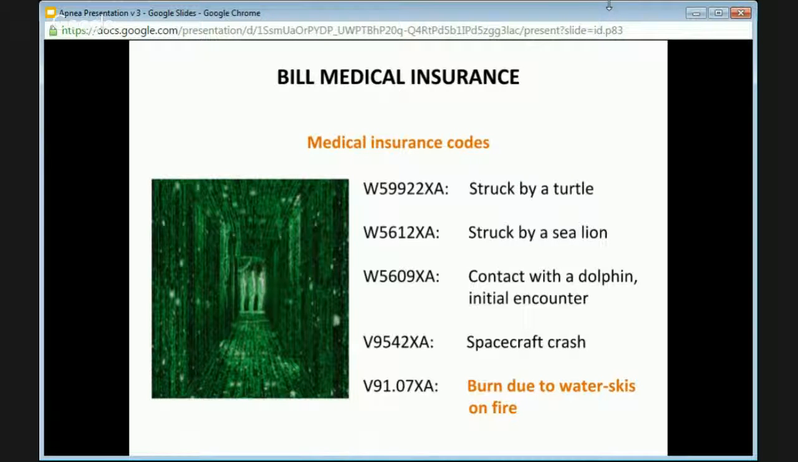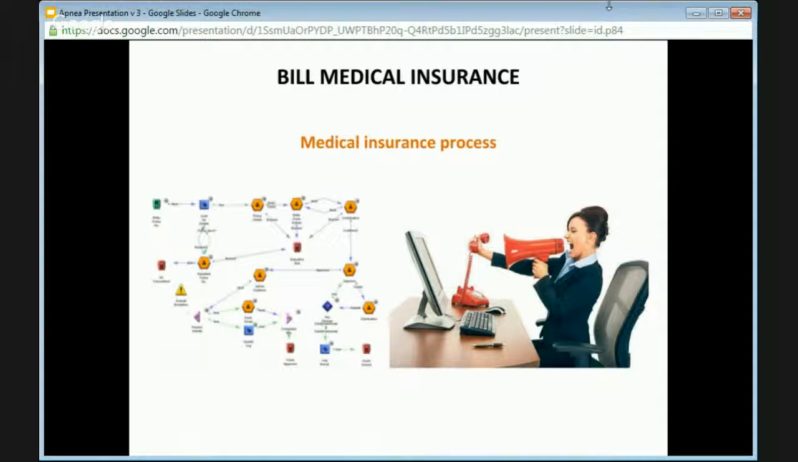I've included a couple here because I figured you probably wanted to know that time you got struck by a turtle and your medical insurance wouldn't cover it. Now they do have a code that will cover it. And for all the times that we have contact with a dolphin, we know for sure there is a code for the initial encounter. And it's my personal favorite, and I love that Marshall is on here. If you get a burn due to your water skis being on fire, there is a code. Okay, so just remember there are a lot of codes, and you're going to need to know which ones to use. I gave you a few already to use.